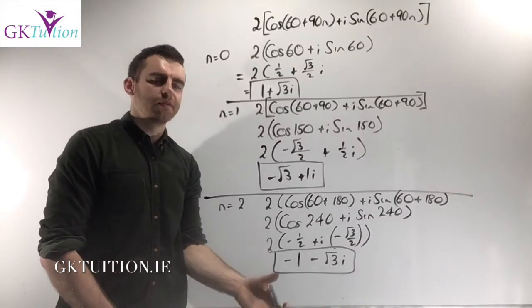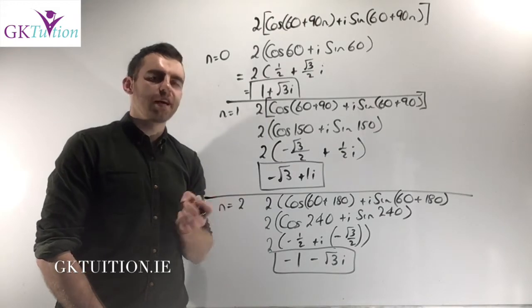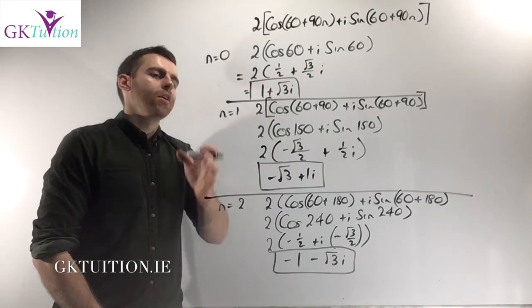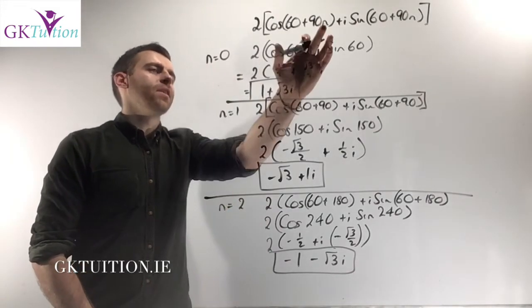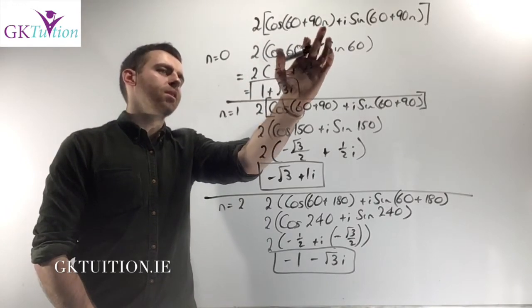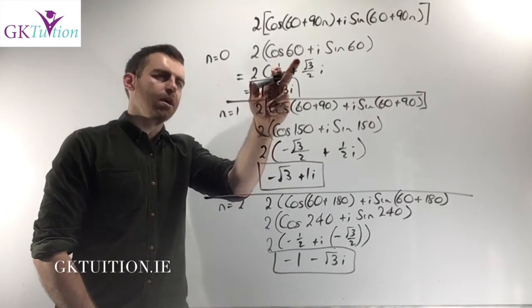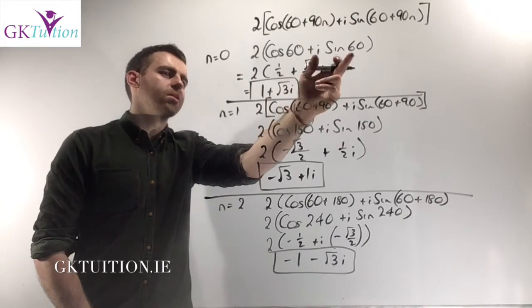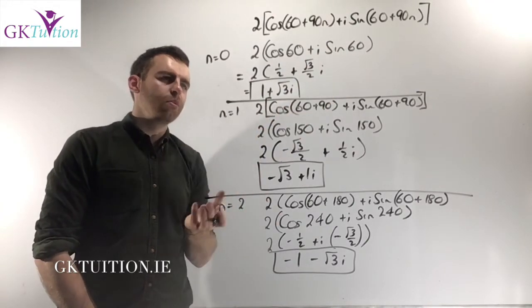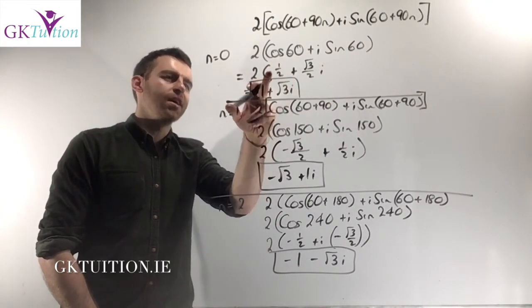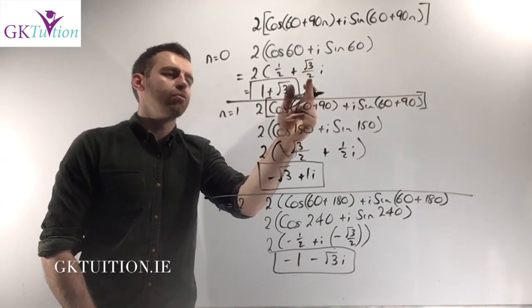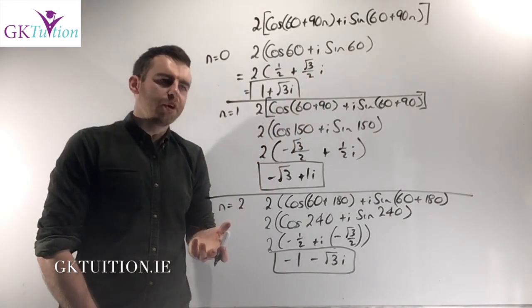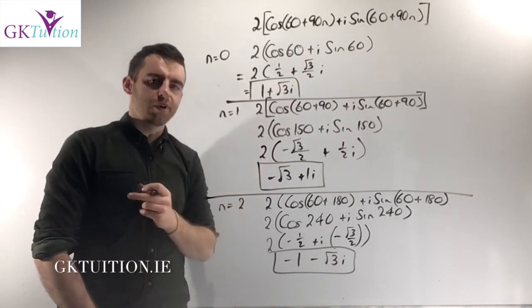Okay, so I've only managed to fit 3 of the answers in here, but we'll do the next one on the next slide. I subbed in n equals 0, and if n is equal to 0, then 60 plus 90 times 0 is just 60. So I end up with 2 cos 60 plus i sin 60, which if I plug in cos 60, I get a half, sin 60 is root 3 over 2. If you multiply that by 2, you end up with 1 plus root 3i.